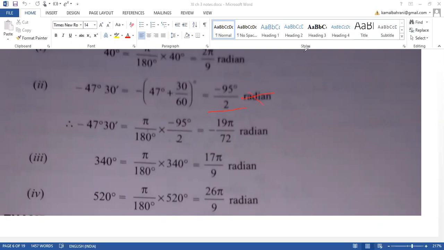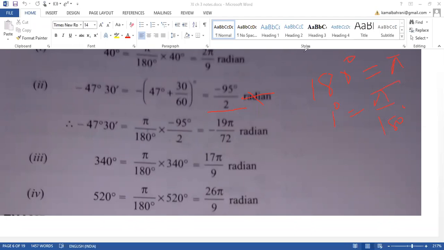Clear? So minus 95 by 2 degree. Now just see, we have to convert this 95 by 2 degree into radian. We know that 180 degree is equal to pi radian; again and again I'm writing so that things should be in your mind. Now 1 degree will be equal to what? Pi by 180. Again, unitary method.